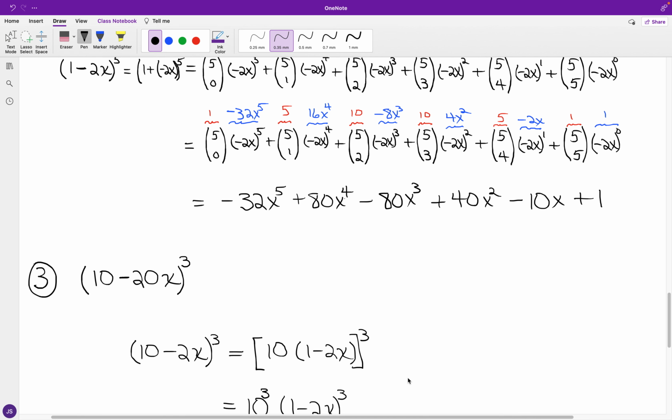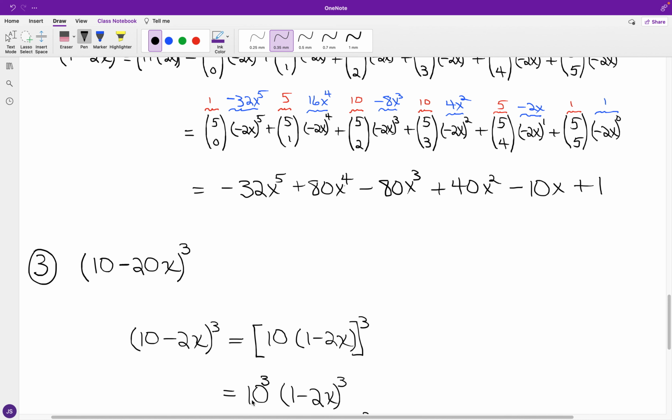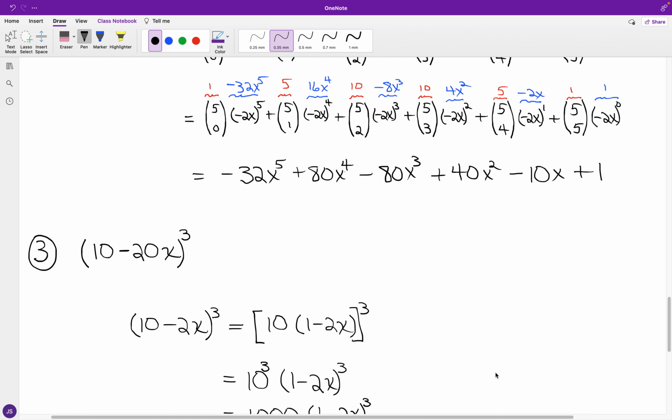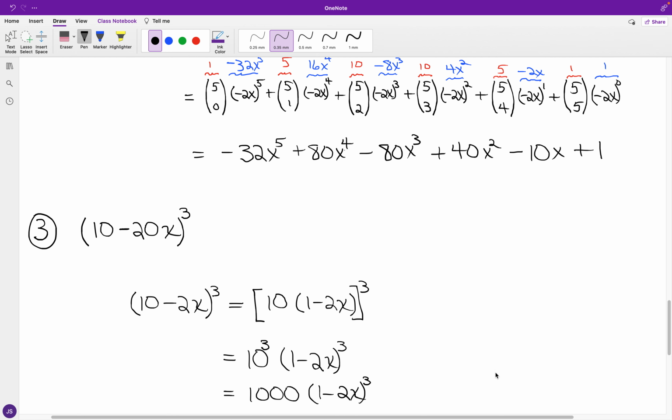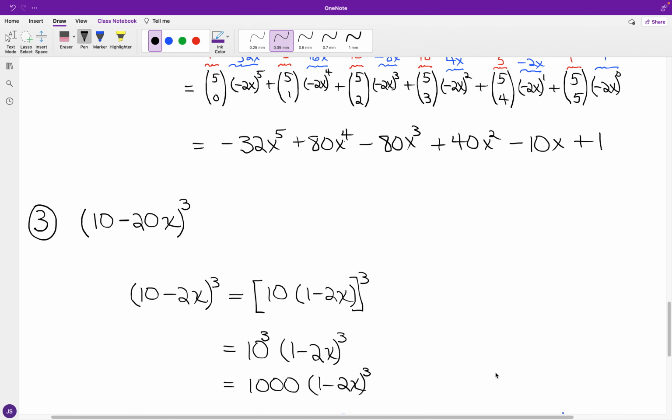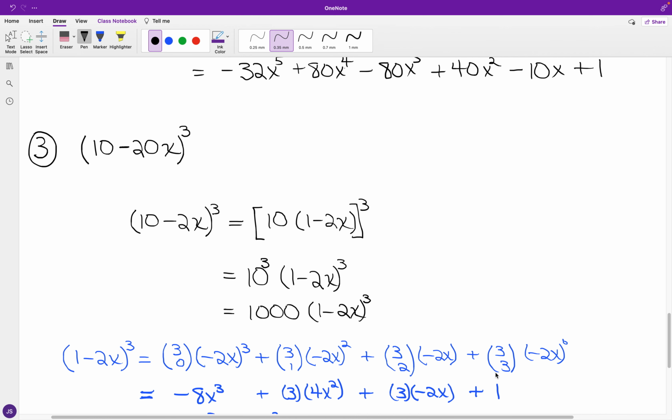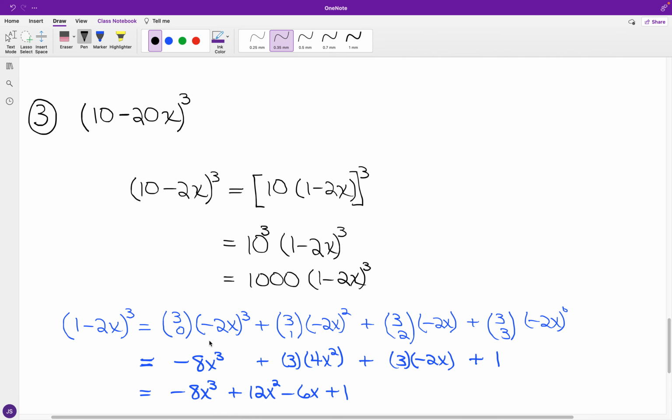Okay, and if I separate, conceptually we have 10 to the third times the cube of the quantity of 1 minus 2x, and 10 cubed is 1,000, times the cube of 1 minus 2x. So we have 1,000 in store, and I can obtain the series expansion of the cube of the quantity of 1 minus 2x. Again, we have the binomial coefficients, 3 taking none, then taking 1, 2, and 3. And then we have the cube, the square, the first order, and of course the 0 power of negative 2x.